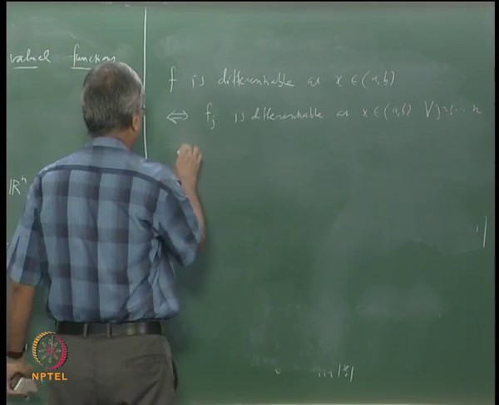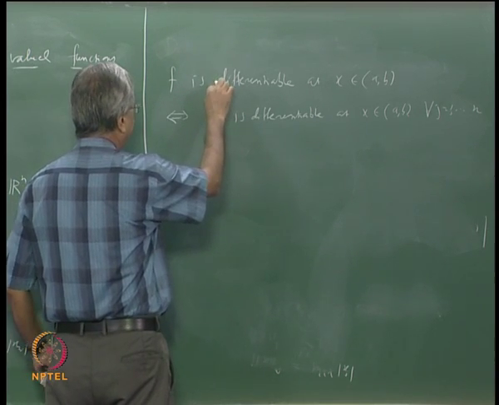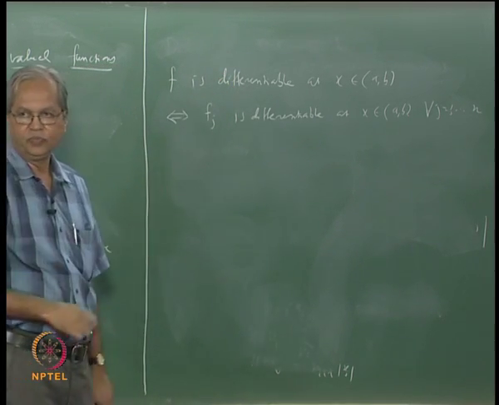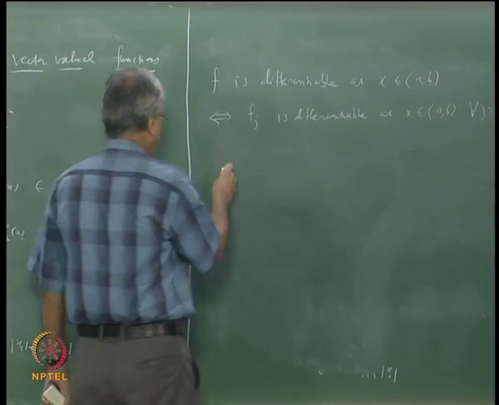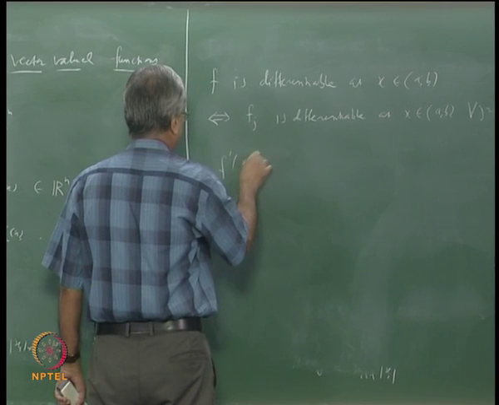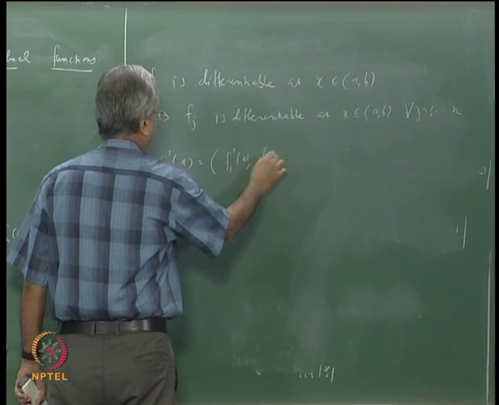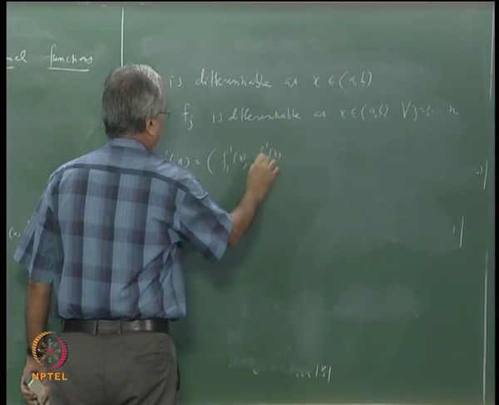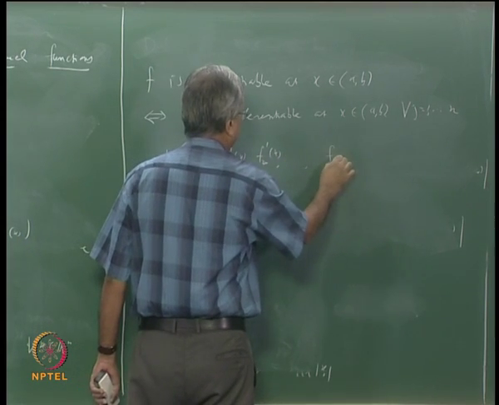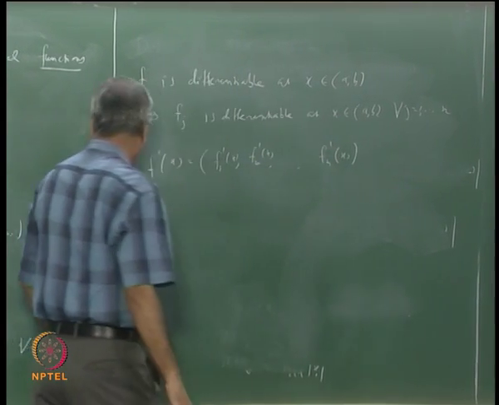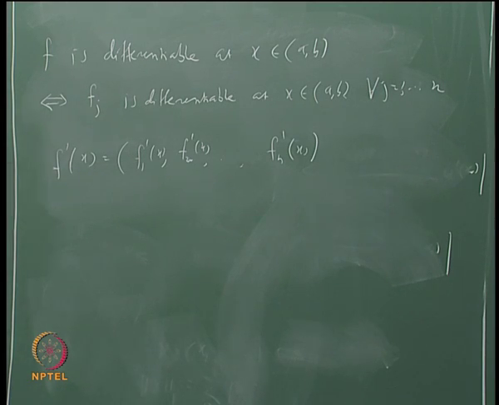We can say that in this case, there are two statements here and we are saying that this happens if and only if this happens, and whenever any one of these happens we also have this: f prime at x is equal to (f1 prime x, f2 prime x, etc., and finally fn prime x). All right. Similarly, one can say what happens if you take the composites of two functions, etc.